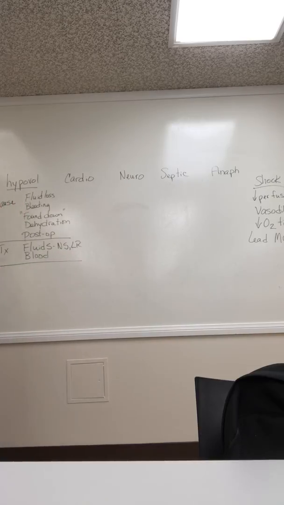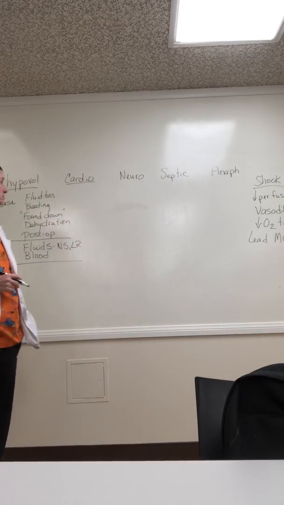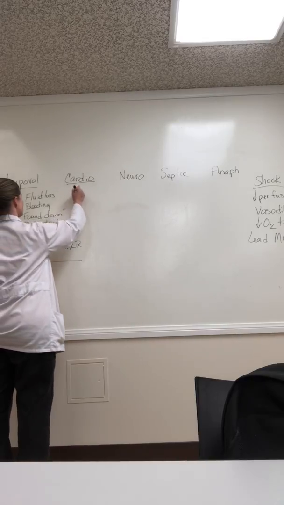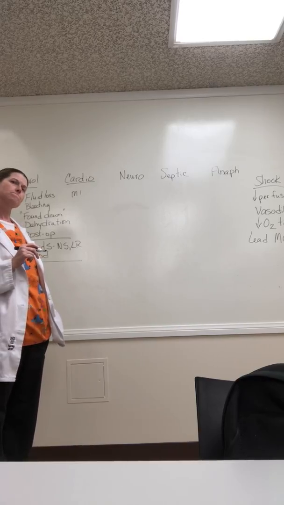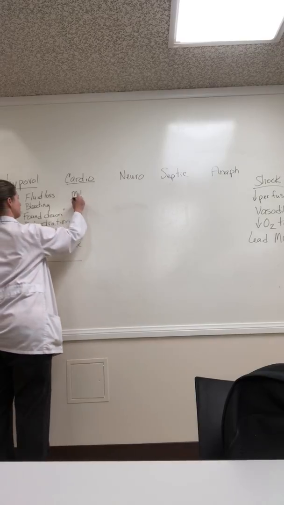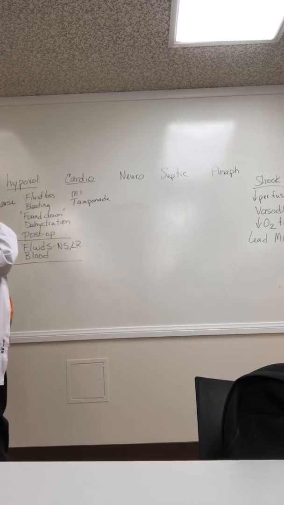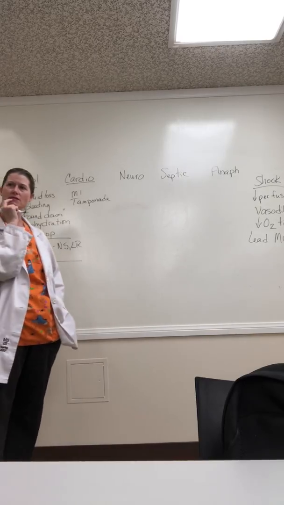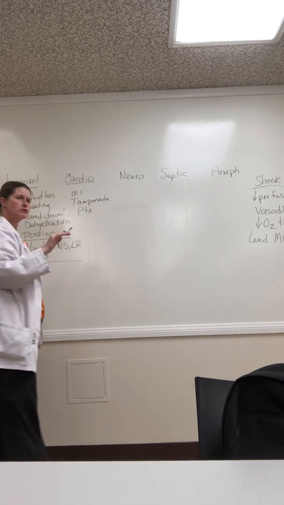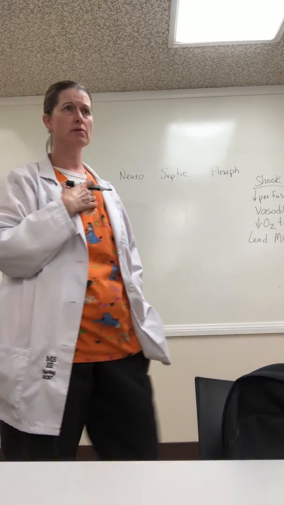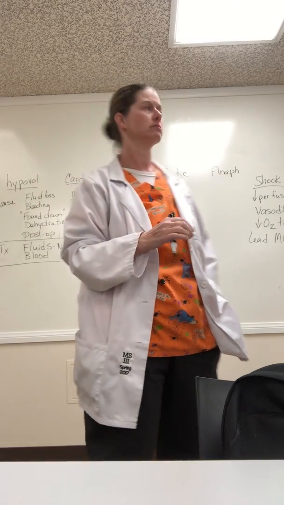Okay, what about cardiogenic? What kind of causes or patients? Acute MI. Would that one be the tamponade? Pulmonary embolism? Could be tamponade. I don't know about pulmonary embolus. It could, I suppose. Yeah, pneumothorax maybe. So cardiogenic is, if you think of the heart as a pump, the pump's not working. So whatever causes the pump to not work. Okay?